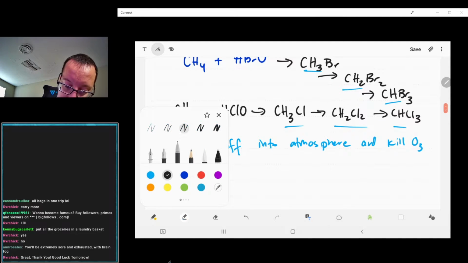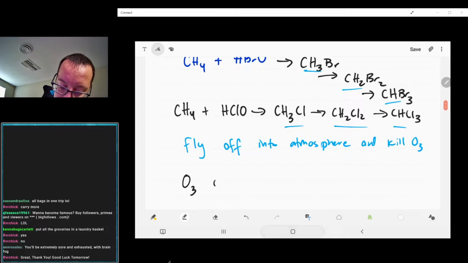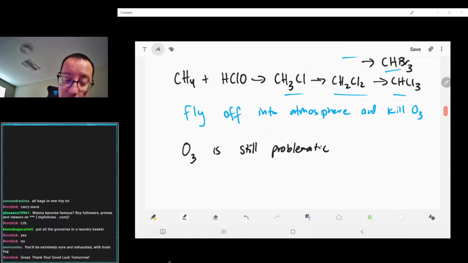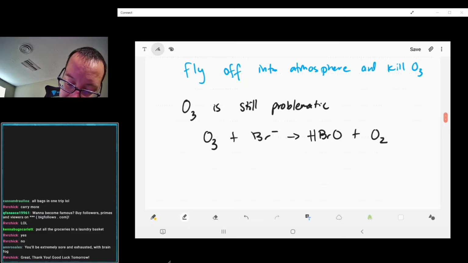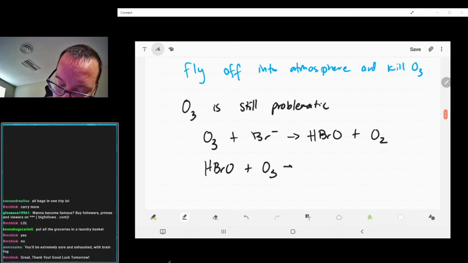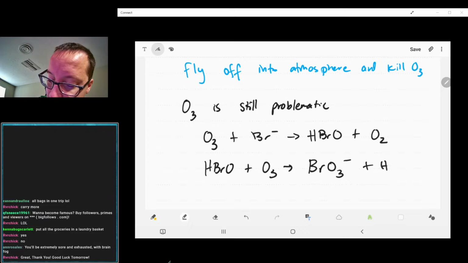Ozone, of course, can be used, but is still problematic though. Notably, it will react with the bromide ion to make our delightful hypobromous acid. And then it can react with it again to form the bromate ion.